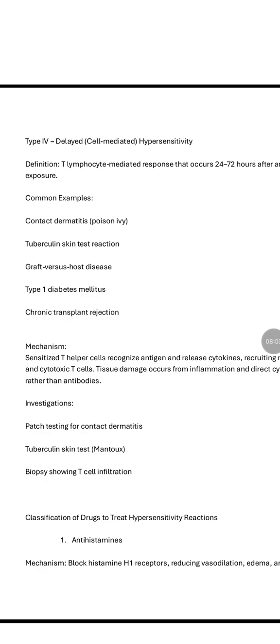Common examples include contact dermatitis. Contact dermatitis is under type 4 hypersensitivity reaction. We also have the tuberculin skin test reaction, graft versus host disease, and type 1 diabetes, where there is autoimmune destruction of the beta cells of the islets of Langerhans that would otherwise release what? Insulin. We also have chronic transplant rejection.